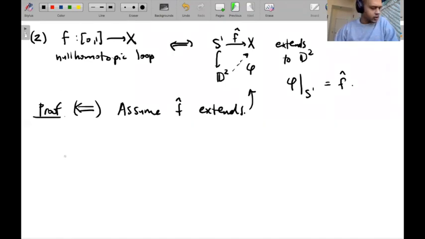is as follows. So let me first draw a picture. So what we have is a map of the disk into X, that's phi. And on the boundary, we know this map is doing F hat.